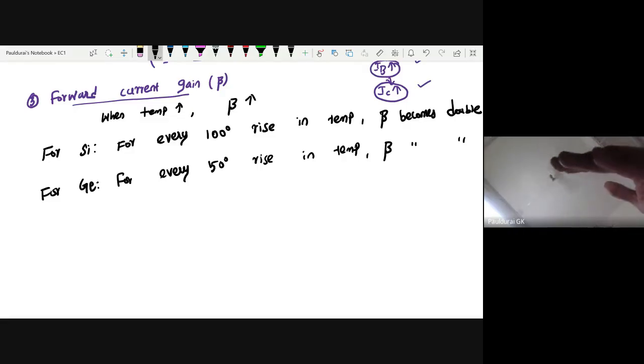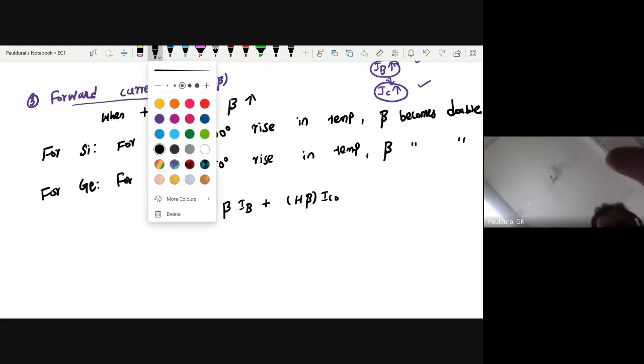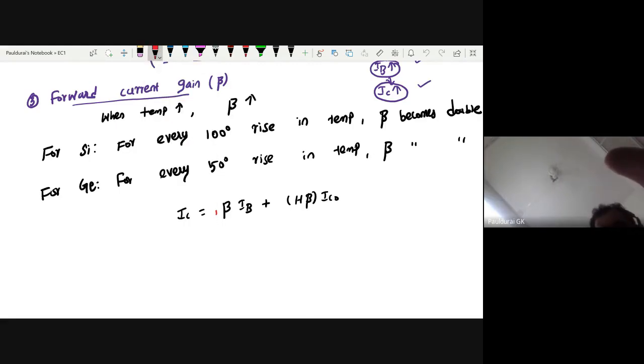So obviously beta changes, that is a drawback, right? That is not an advantage. It is a disadvantage, right? Why? Because when beta changes, what will happen to this IC? IC equals beta times IB plus (1 plus beta) times ICO, right? If beta increases, then what will happen to IC? If IC increases, what will happen? Q point will be shifted. That's the expected answer.